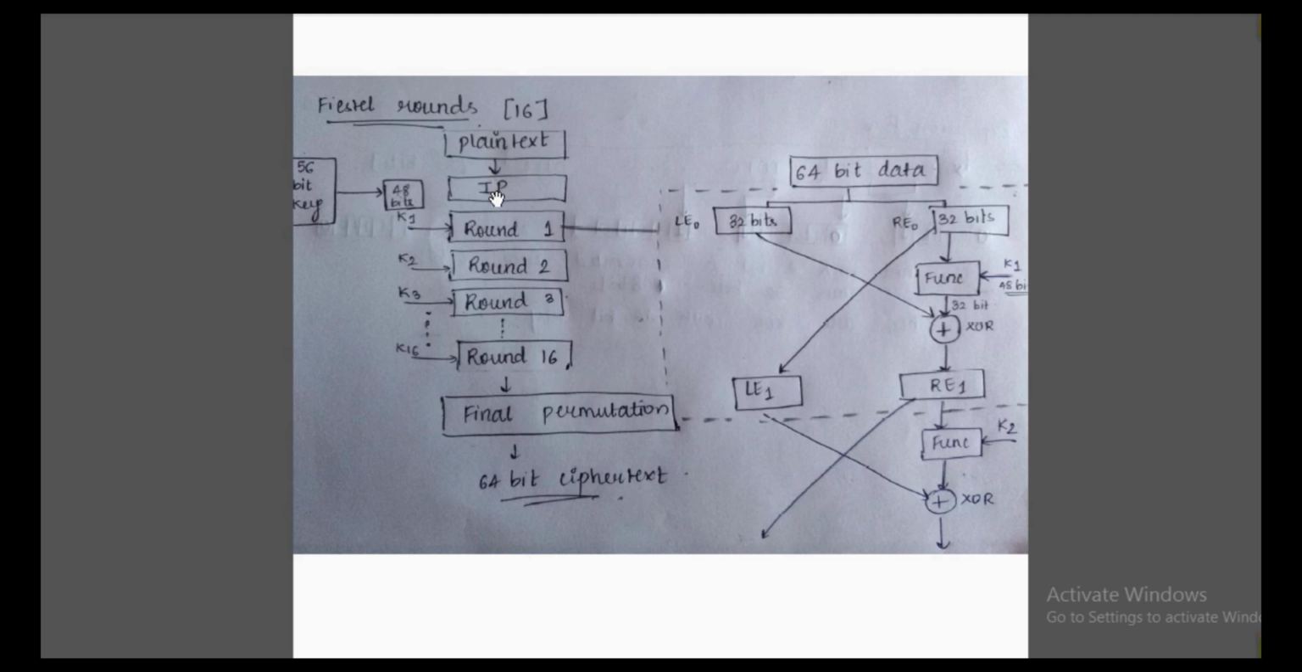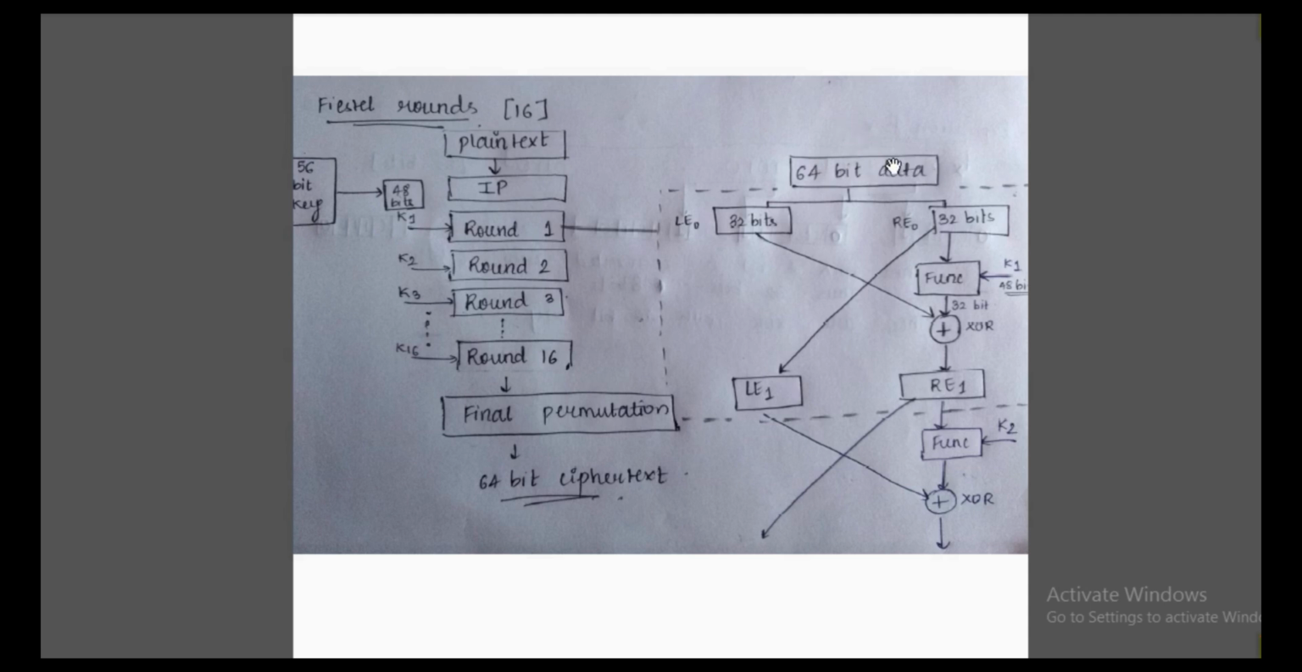So after going through the initial permutation, it goes to round 1, then round 2, and then round 3, and so on till round 16. And then after the final permutation, we get the 64-bit ciphertext. And if we want to see what happens in a Feistel round, we can see here. So what I have shown here is round 1.